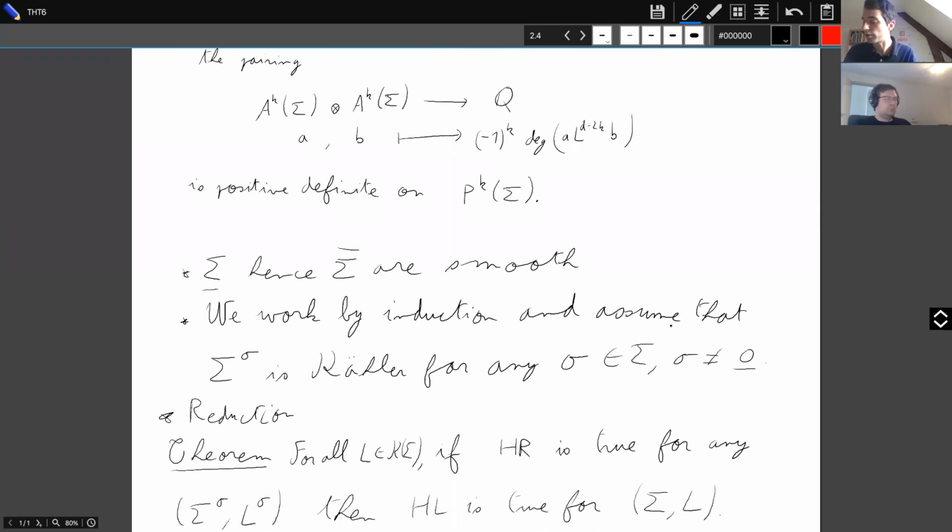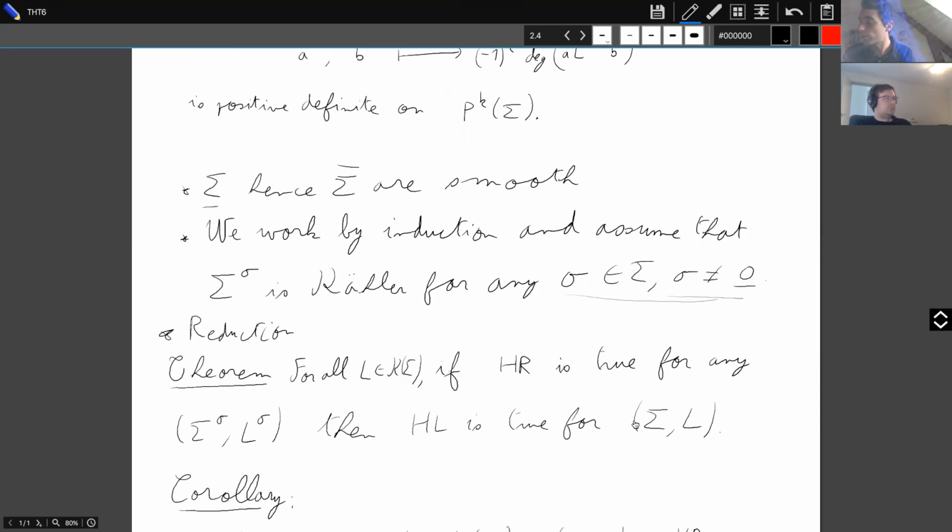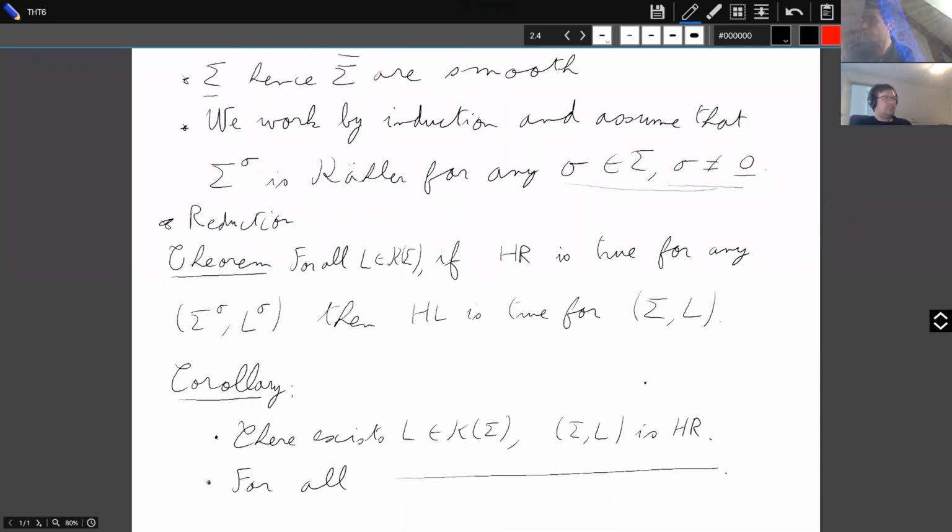Then, okay, it's not totally obvious, but we can work by induction and assume that any star fan is already shellable and is already working, I mean, any non-trivial star fan for sigma different from 0, of course. We can work by induction on the dimension, etc. So the first step is to do some reduction. Okay, so by a small computation, which is not very complicated, but I will not do it here.